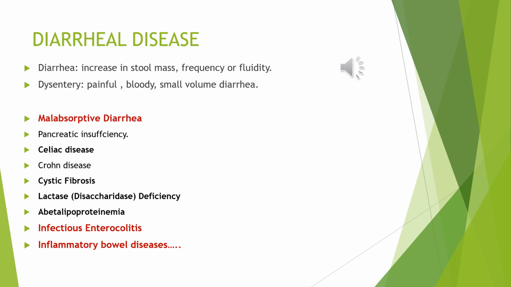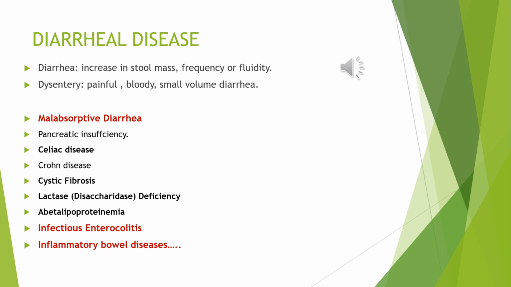So here we come to another important manifestation of intestinal diseases, which is called diarrhea. Diarrhea is defined as increase in stool mass, frequency, or fluidity. So any one of these is enough to call it diarrhea. Another definition that you have to know is dysentery. Dysentery is painful, bloody, small volume diarrhea.